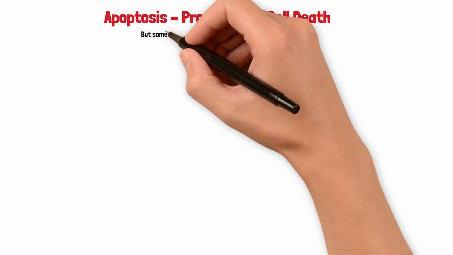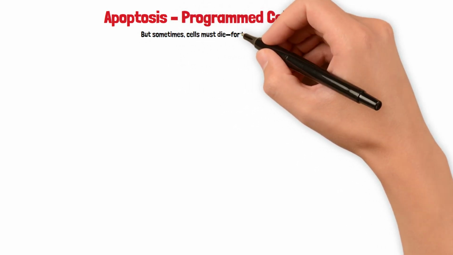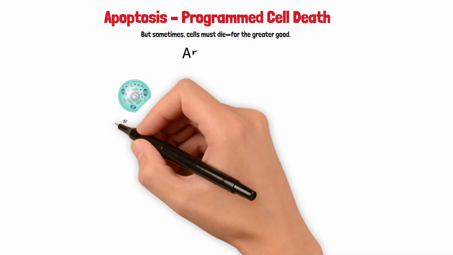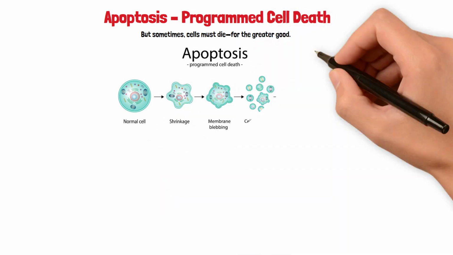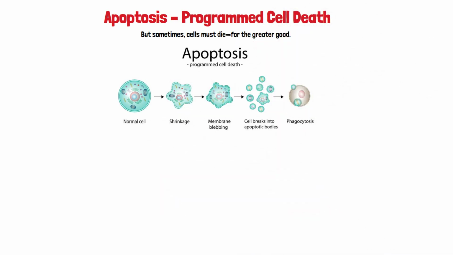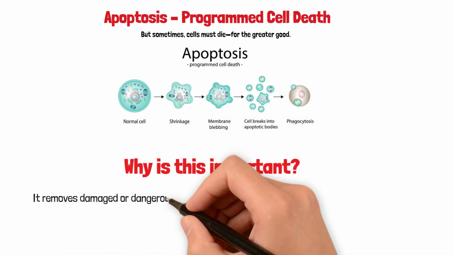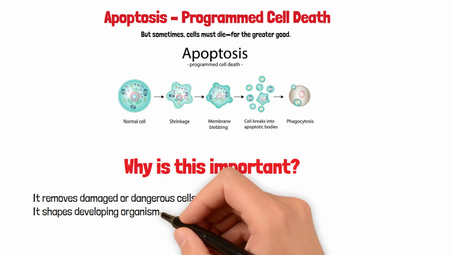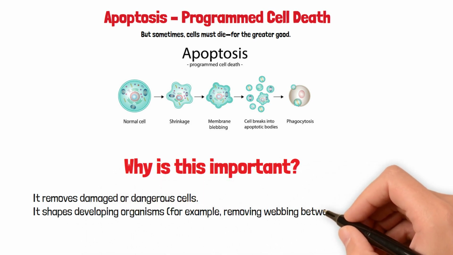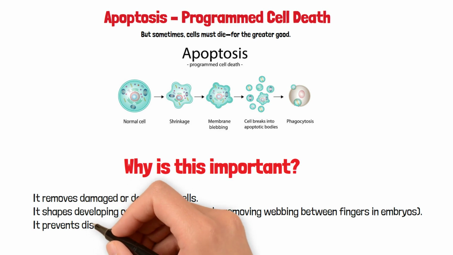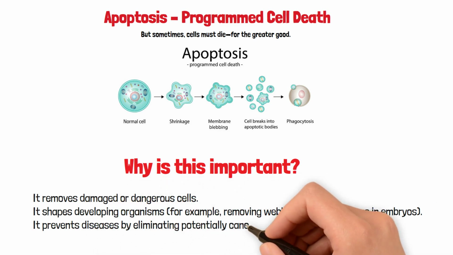Apoptosis, cell death. But sometimes cells must die for the greater good. This is where apoptosis comes in. Apoptosis is not random destruction. It's a controlled process where a cell shrinks, its DNA fragments, and the remains are safely cleared away. Why is this important? It removes damaged or dangerous cells. It shapes developing organisms, for example, removing webbing between fingers in embryos. It prevents diseases by eliminating potentially cancerous cells.